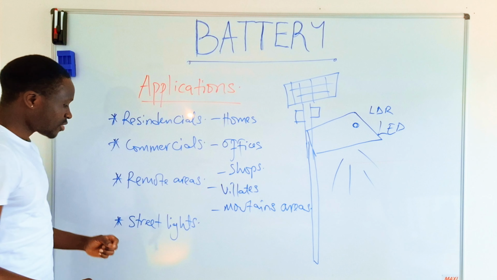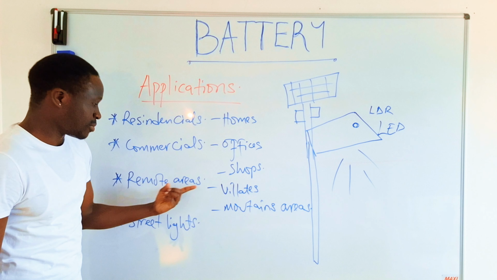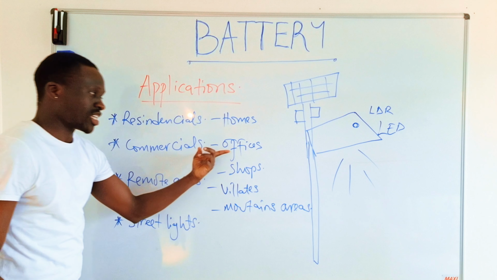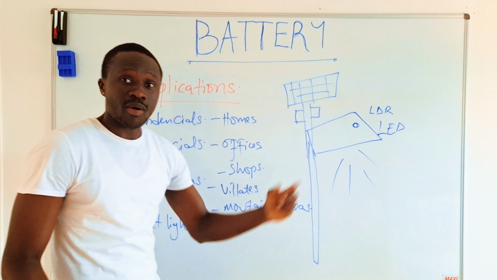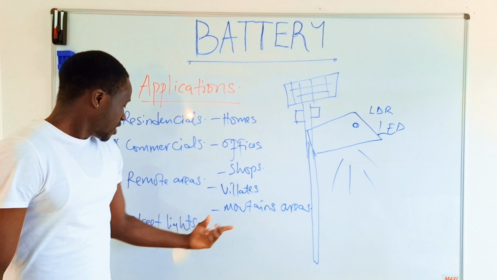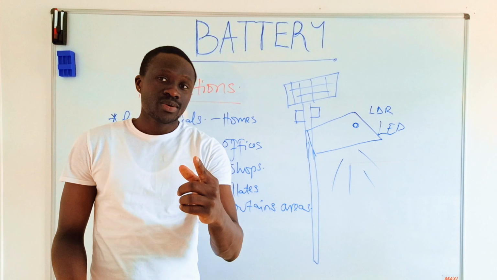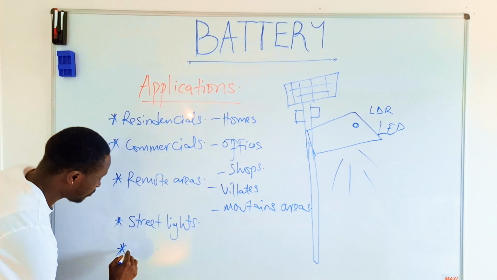Now we have seen the street lights, the remote areas, the villages, the mountain areas, the commercial areas, which are the offices and the shops, and the residential areas, which is our home. Now, industrial areas are also an application where we can put our batteries.